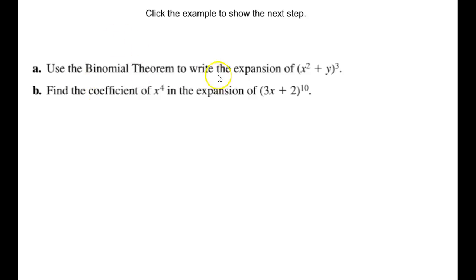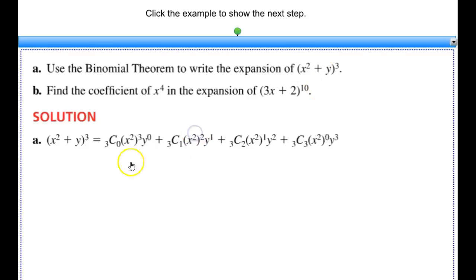First, I want to use the binomial theorem to write out this expansion. I could really just multiply all this out and then put it in standard form in the correct order, and I would have that, but that will take a long time. So that's what the binomial theorem is for. So I just rewrite everything. First, I make sure that this is a plus in between.